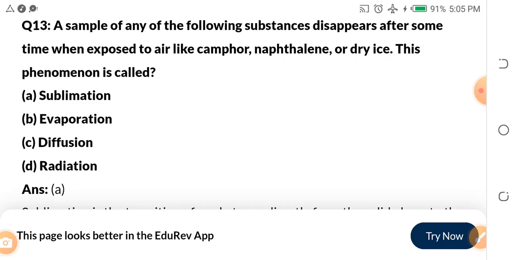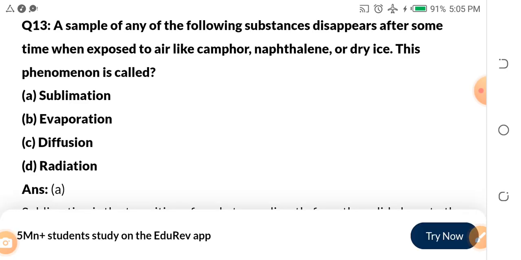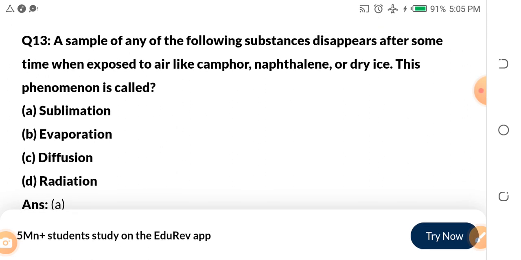Look at question 13 for you. A sample of any of the following substances disappears after some time when exposed to air, like camphor, naphthalene, and dry ice. This phenomenon is called dash. A sample of any of the following substances disappears after some time when exposed to air, like camphor, naphthalene, and dry ice. This phenomenon is called what?